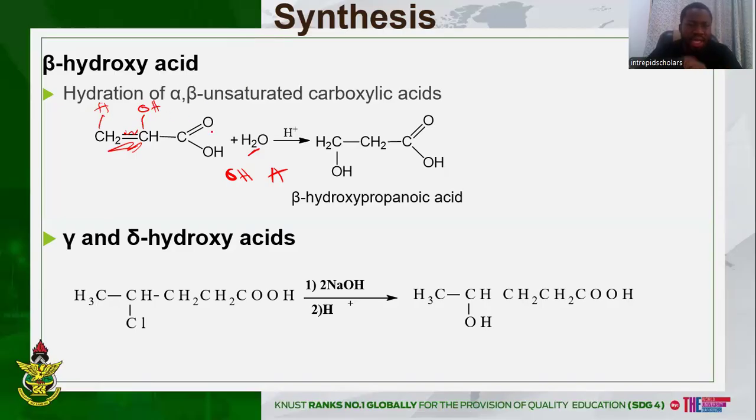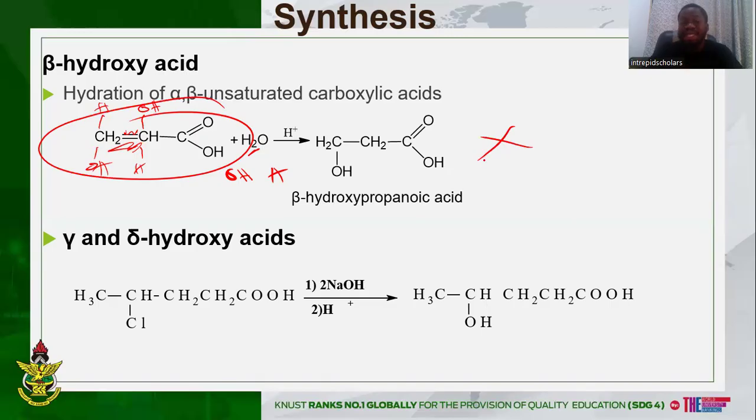So if I'm supposed to do it as we have here, I have to put the OH on this one and then the H on this one to get a beta hydroxy acid. And that is a minor product. So this is not the major way, but this is one of the ways for getting a beta hydroxy acid. That's hydration of alpha beta unsaturated carboxylic acid. One of the ways. But the major way, I have said, is using the Reformatsky method.